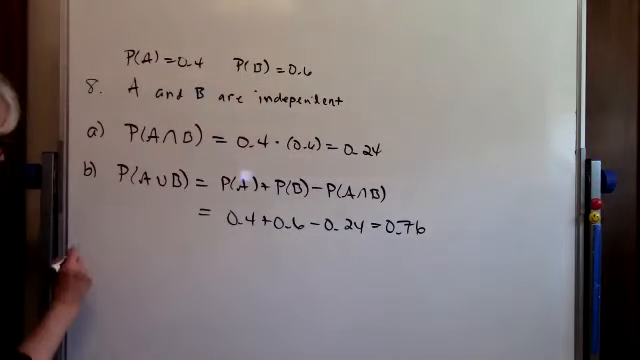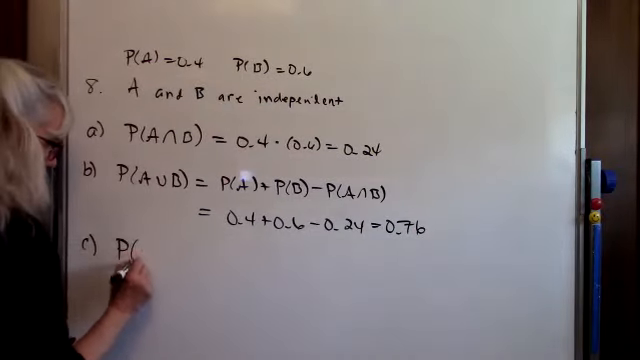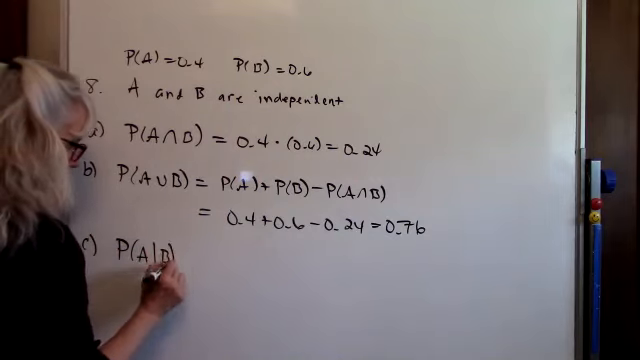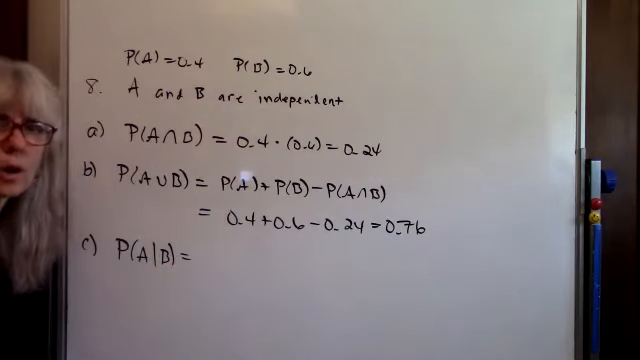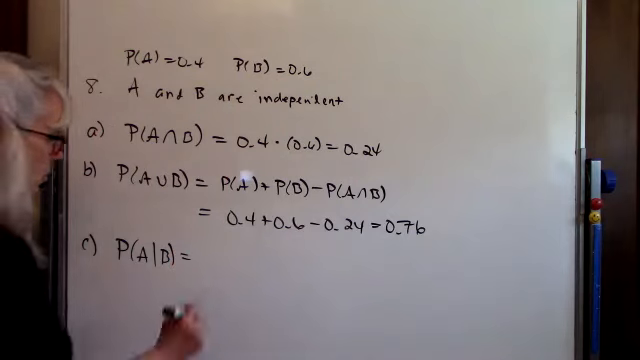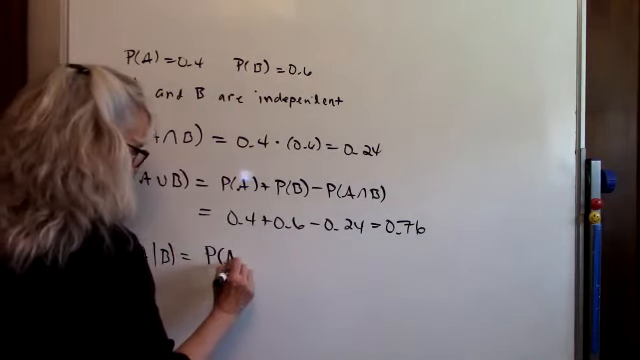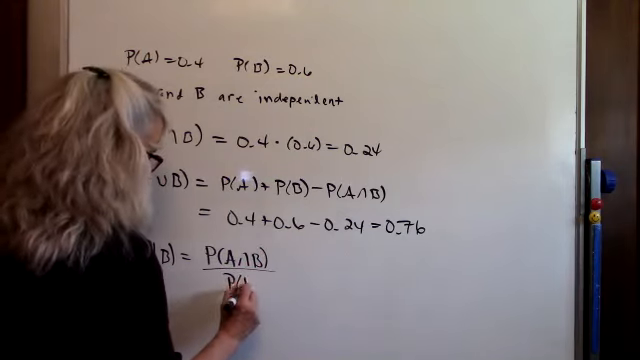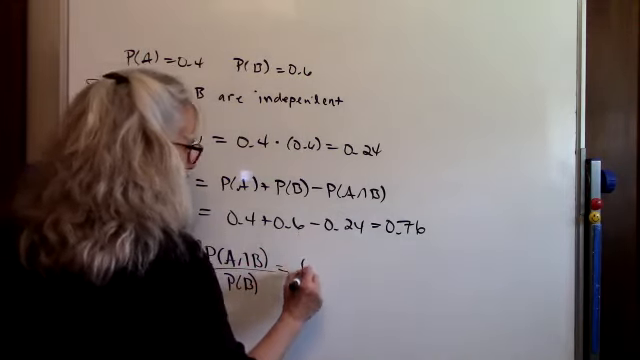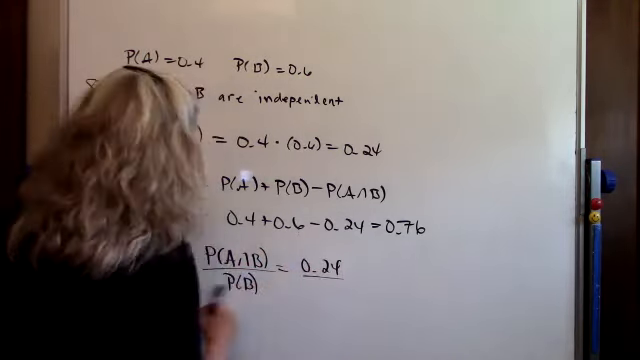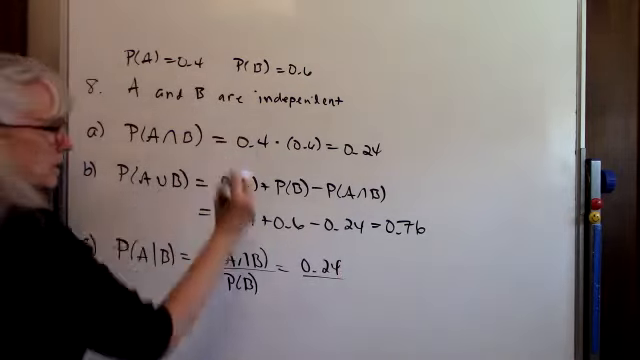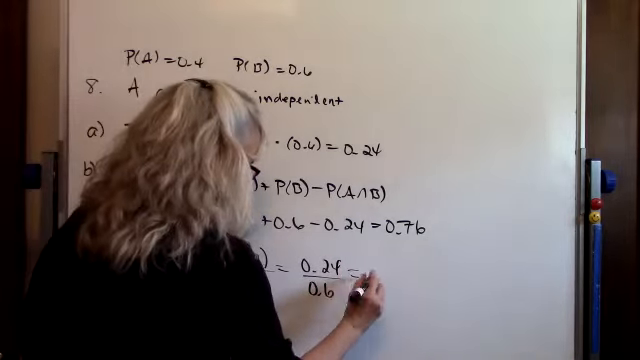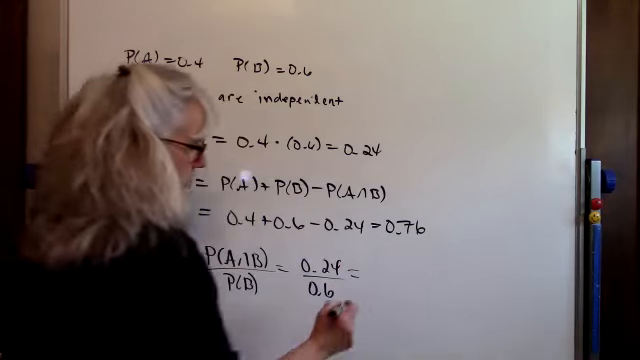We can go a step further and deal with the conditional statements. The probability of A given B. Okay, I don't have a tree or anything else to work off, so I have to use the formula. So according to the formula, this is the intersection divided by what you know has already happened. So the intersection we found to be 0.24. B has already happened, so we'll pick up B, which is 0.6, which comes out to be 0.4.